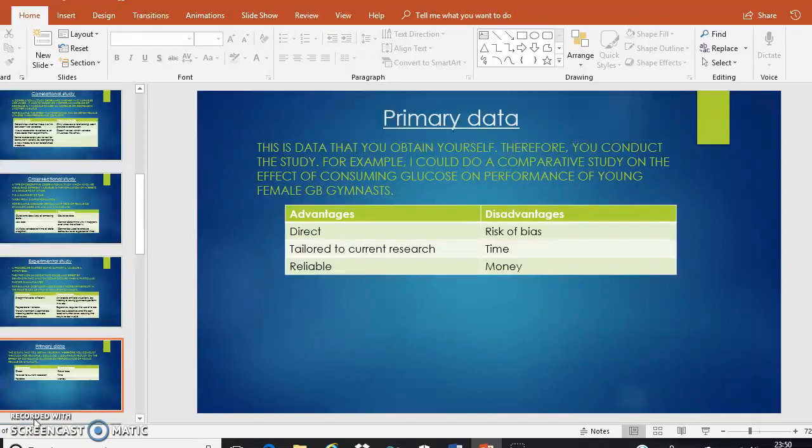And the disadvantages are that I could potentially be biased. I could want to show a certain thing, that I could want to show the glucose perhaps increases performance. It takes a long time, because it's only me doing it, and it's expensive.